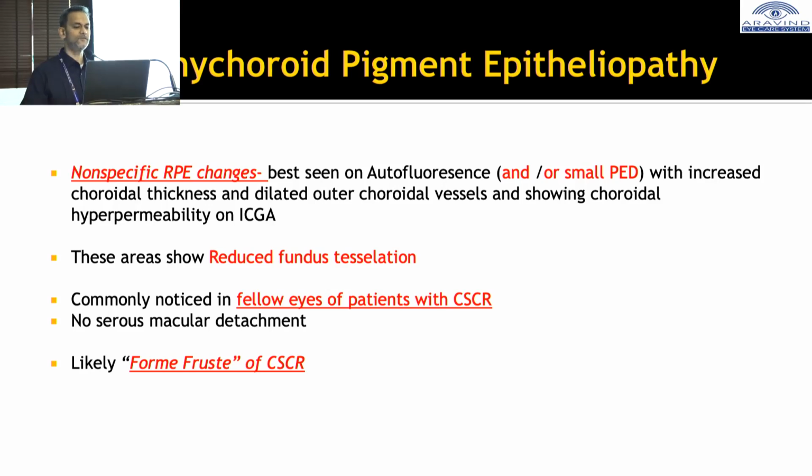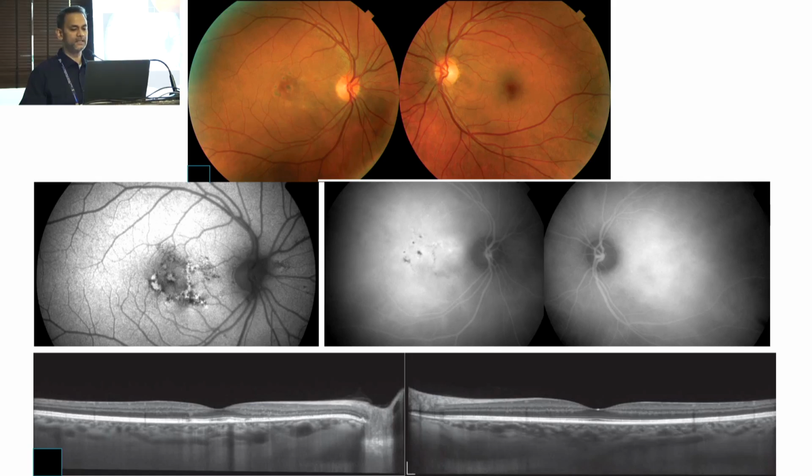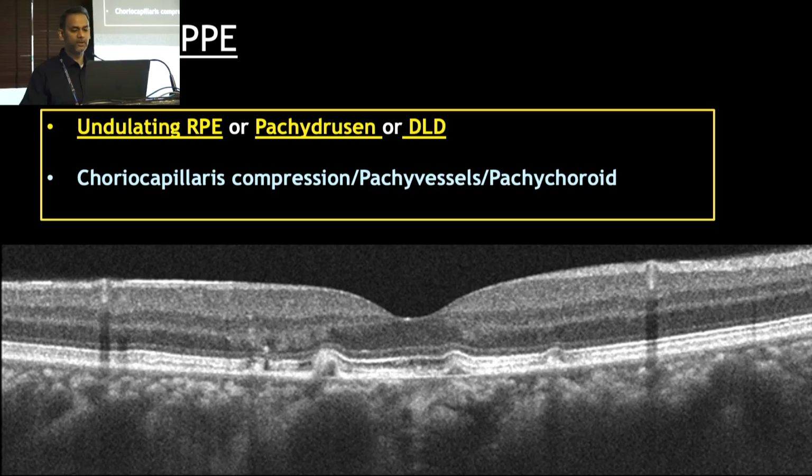Coming to the first entity, non-specific RPE changes, that is pachychoroid pigment epitheliopathy, with or without serous PEDs. These are considered to be a forme fruste of CSCR and are seen mainly in the fellow eyes of CSC. What you look for is an overlying thick choroid on OCT and vascular hyperpermeability on ICG. Autofluorescence shows RPE defects and degeneration or RPE changes, in the absence of subretinal fluid.